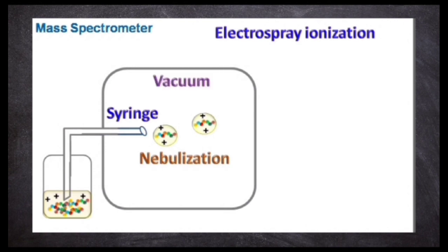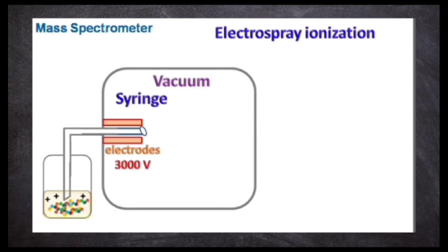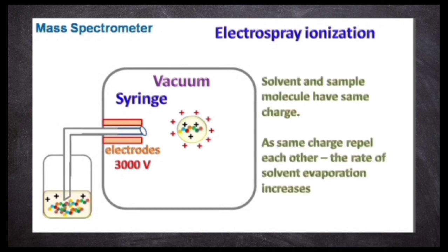Due to the vacuum inside the chamber, the solvent molecules evaporate and leave the charged molecules to enter the analyzer. To increase the rate of vaporization, apply a potential of about 3000 eV at the end of the ring. It makes the solvent molecules electrically charged like the sample, so the solvent molecules have the same charge. The rate of vaporization increases.